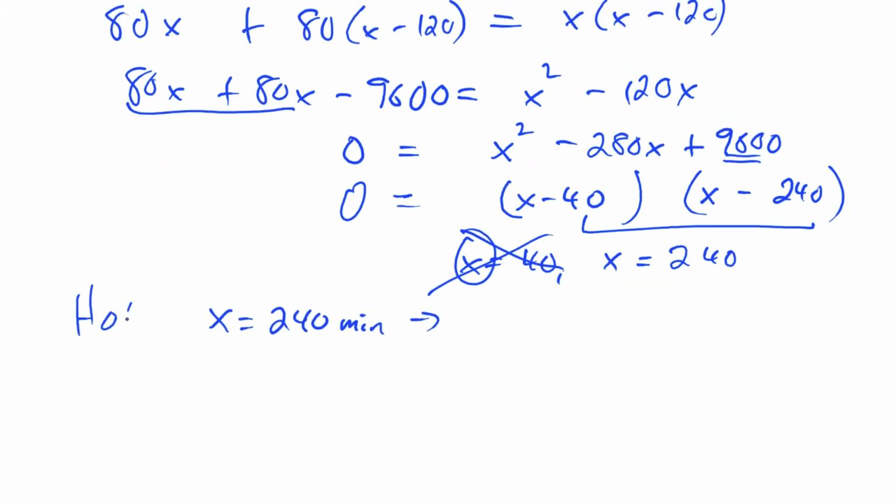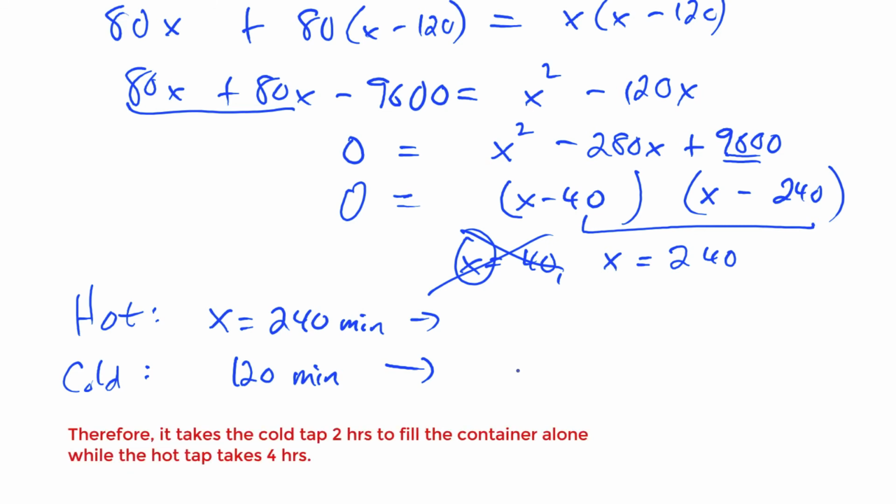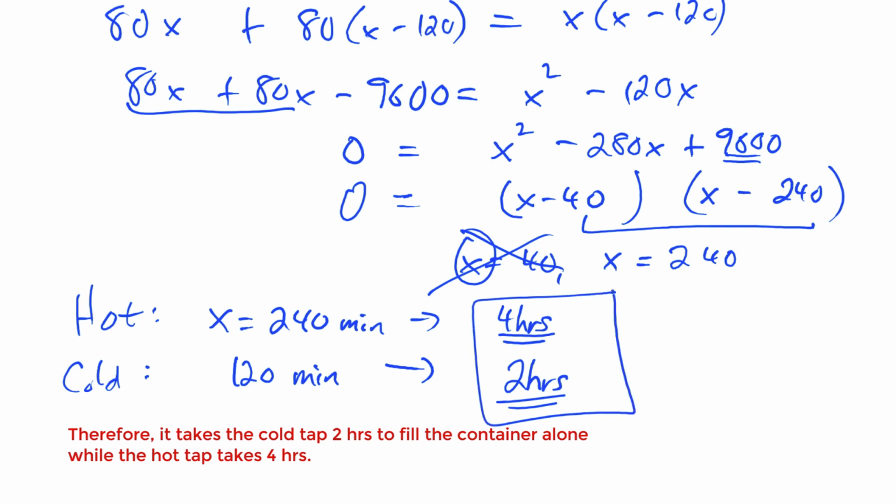So therefore the hot water tap takes 240 minutes. The cold takes 2 hours less. That would be 120 minutes. In other words, the cold tap, working alone, can fill the container in 2 hours, and the hot would take 4 hours. And together, it would only take 80 minutes.